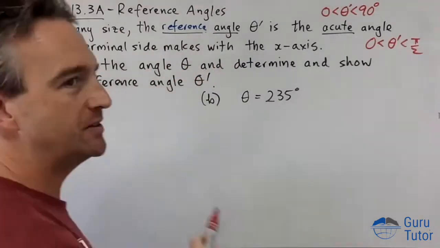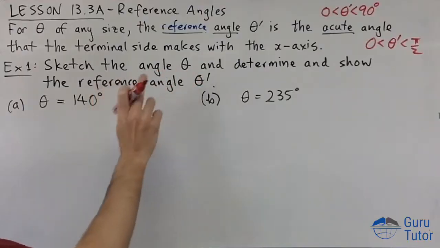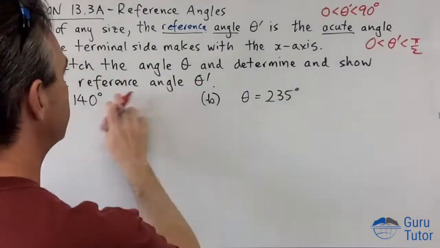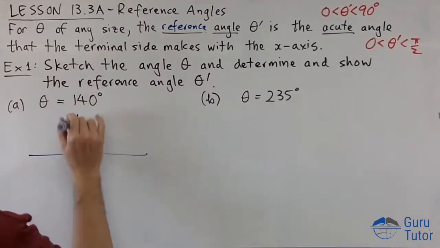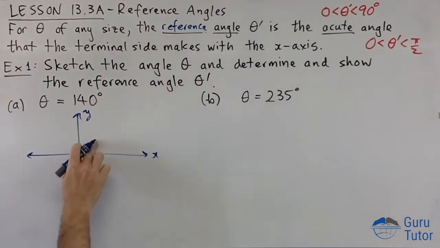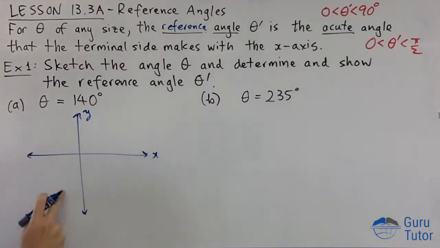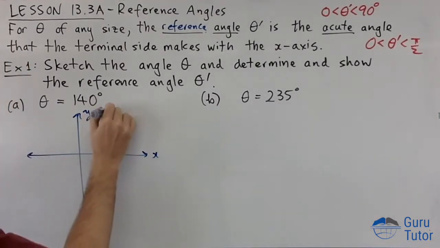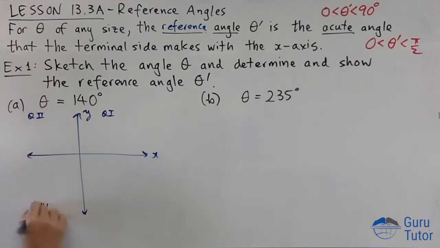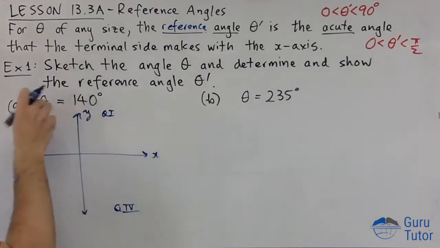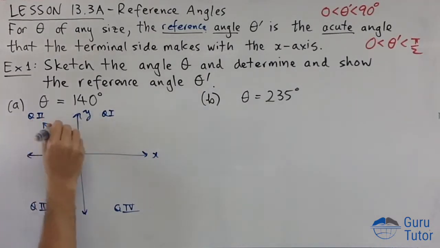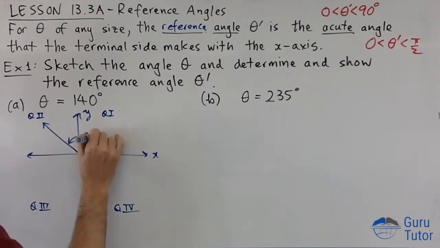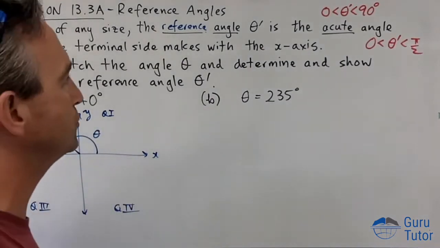What does that mean? Let's just do an example, okay? Sketch the angle theta, and then determine and show the reference angle theta dash. I say theta dash, some people say theta prime. Again, like I'm doing, we don't need a ruler. 140 degrees, which quadrant is that in? So remember our quadrants, you've got quadrant 1, quadrant 2, quadrant 3, quadrant 4, counterclockwise from the positive x-axis. 140 degrees, so this is 90, this is 180, 140 is going to be somewhere in the middle. Okay, and there you go. There is our angle theta. Done. Now what is this reference angle thing?